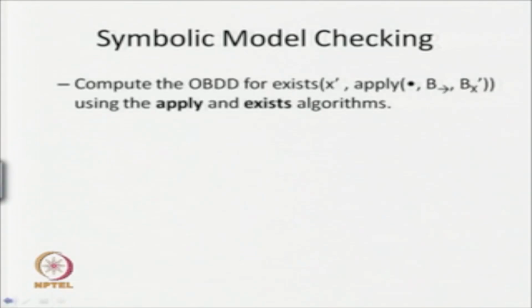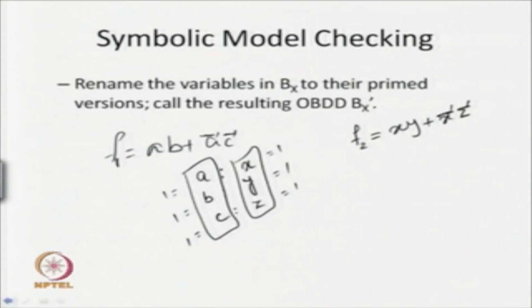Now, similarly, in our transition system also, what will happen? For f1 I am going to get a BDD.